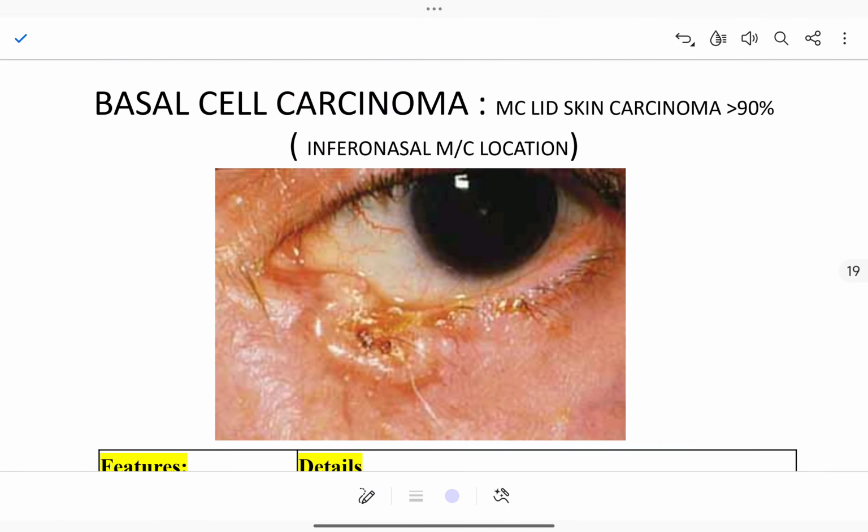Basal cell carcinoma. This is called BCC. It is the most common skin carcinoma, greater than 90% of cases. The most common location is inferonasal. BCC of the eye is the most common eyelid malignancy, typically appearing as a pearly nodule, ulcer or sore on the lower eyelid near the inner canthus. It grows slowly, rarely metastasizes, but invades locally, risking vision loss or vital damage if untreated.